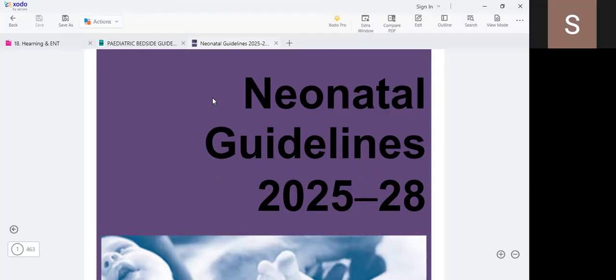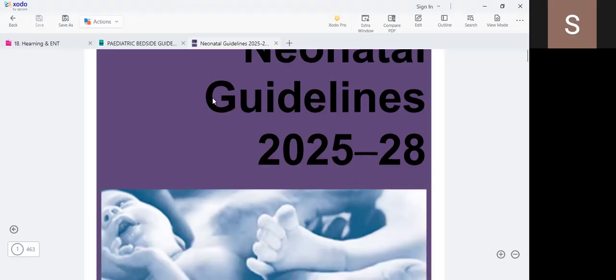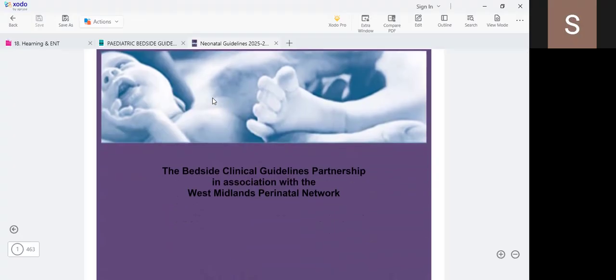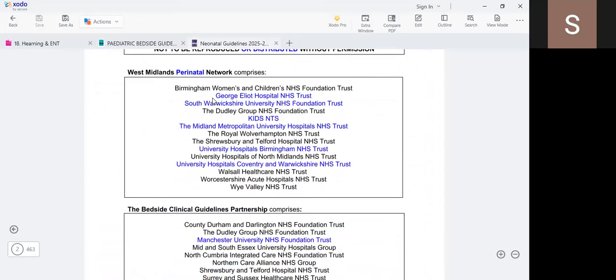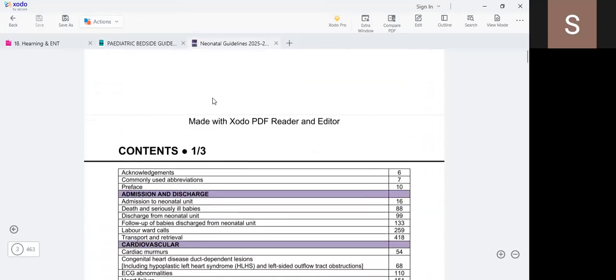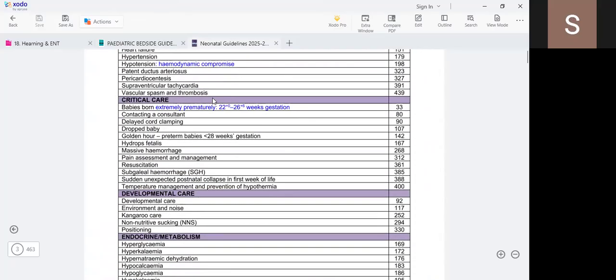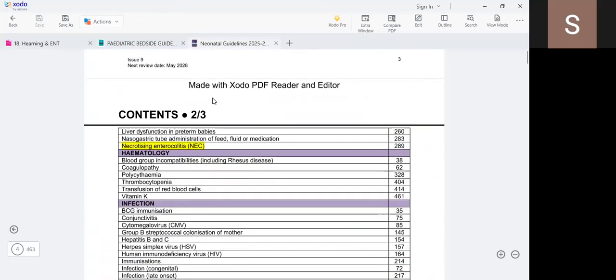Now I am discussing the most important topics from the Neonatal Guideline, the NICE Guideline 2025 to 2028. This is the Neonatal Guideline. Everyone should follow this guideline. It is also called the NICE Guideline. Today I am discussing the most important topic: necrotizing enterocolitis.